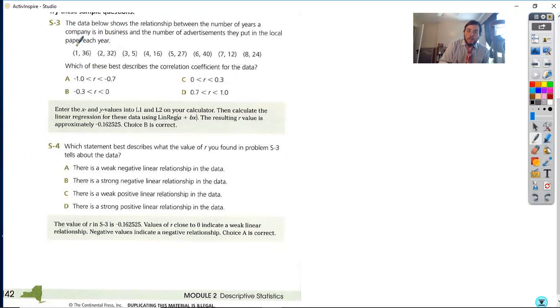So our data is going to be an X value and a Y value, with the X being the number of years in business and Y being the number of advertisements. So for our first one, the X would be 1, Y would be 36. So let's pull up a calculator.